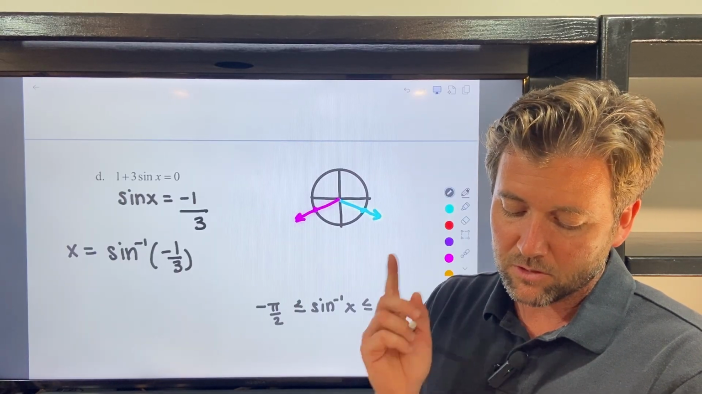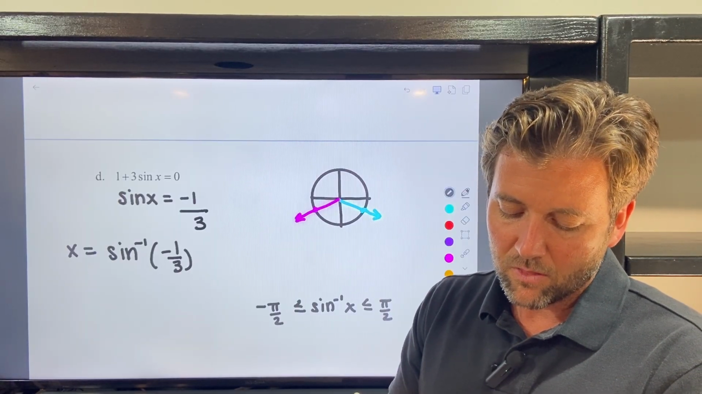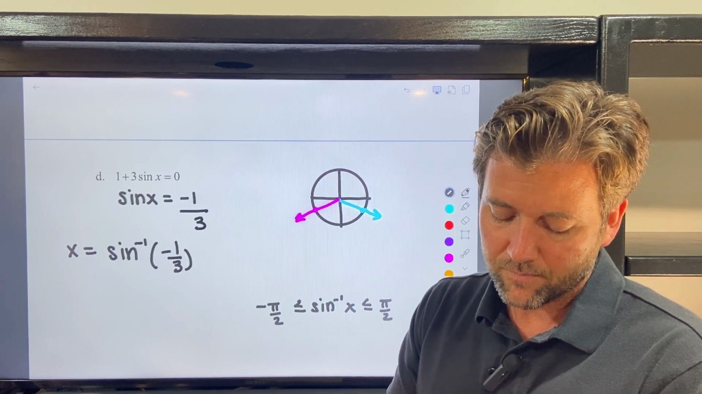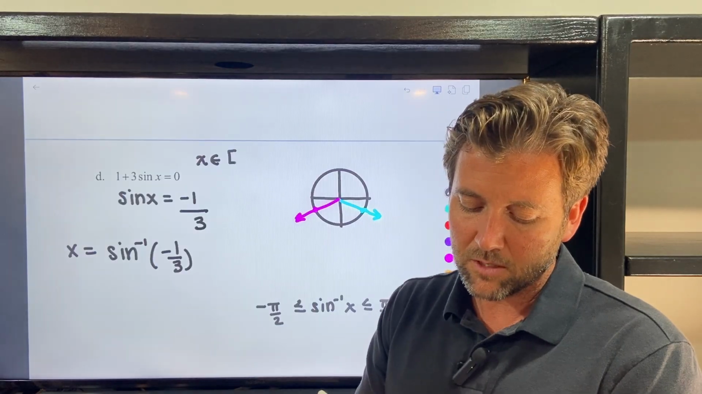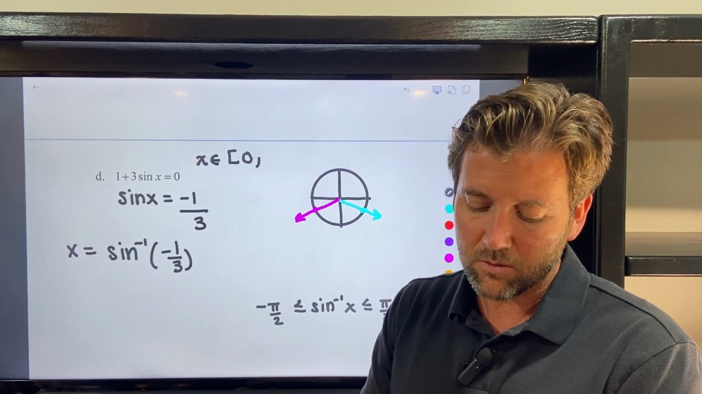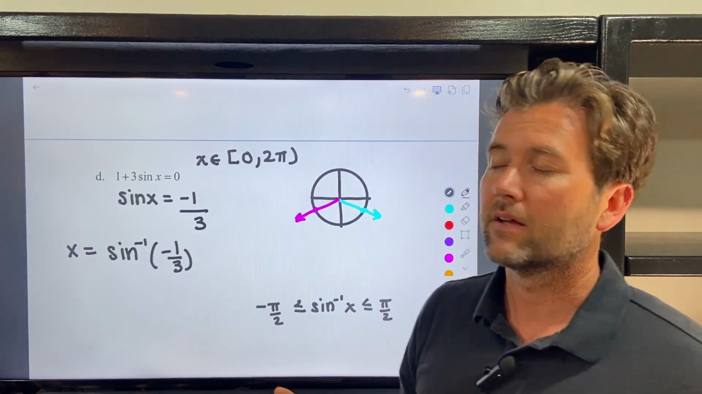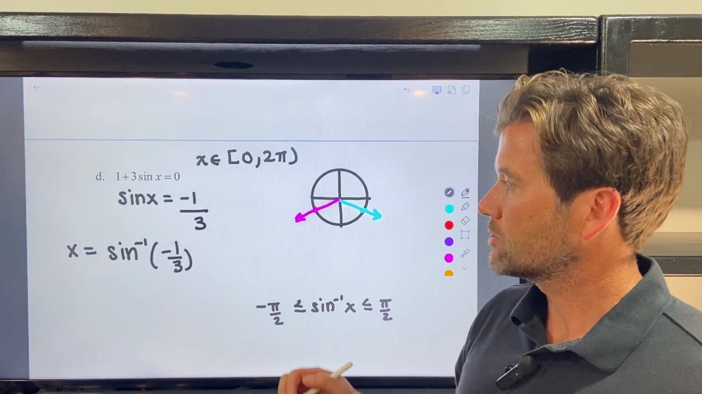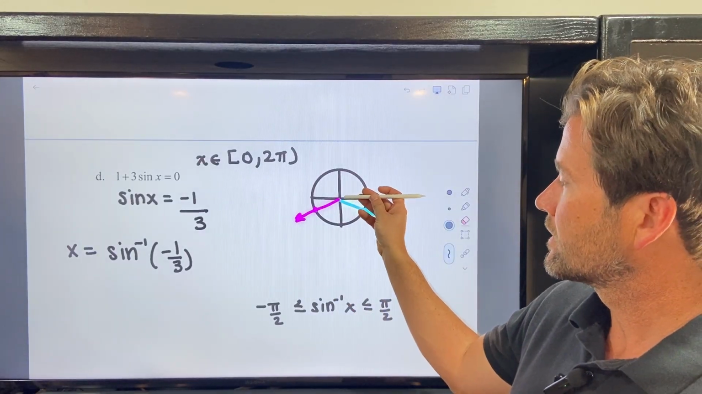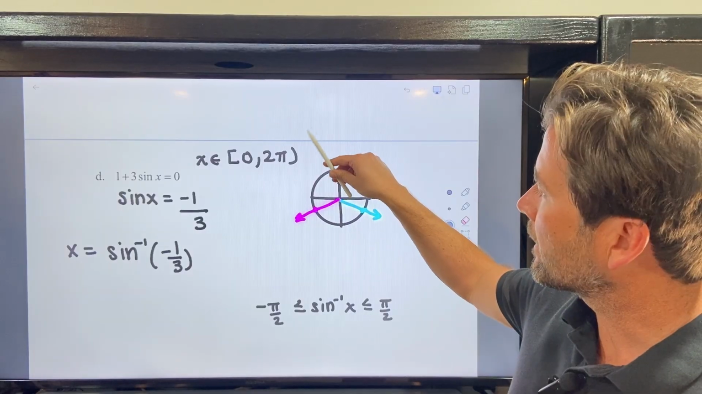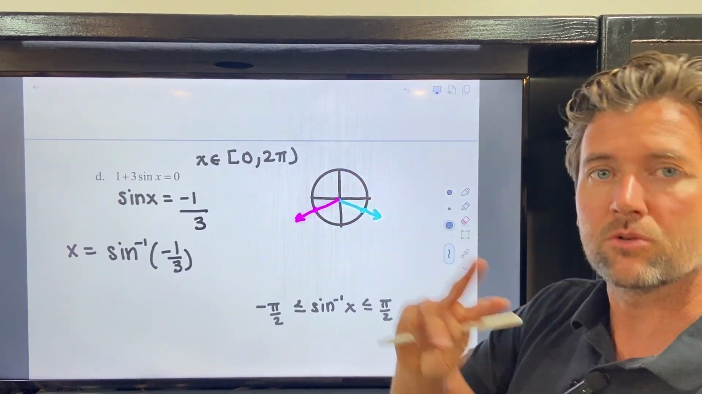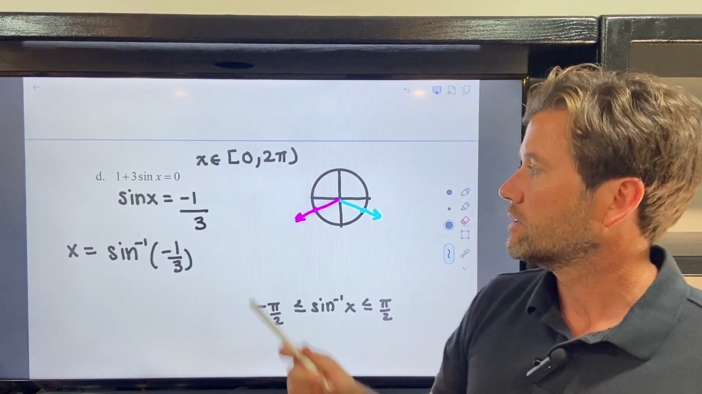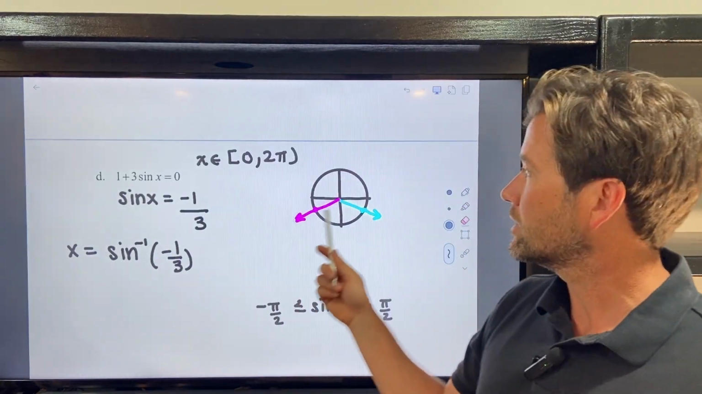Now at the top, the directions state that I want the solutions, the answers for x, to be in between or including 0 up to 2 pi. So I can see if this is 0 right here, I'm going to go all the way around to 2 pi. That's one answer, another answer. There's 2 solutions. Now this is the angle in blue.